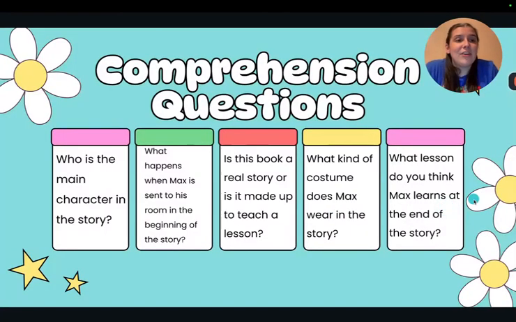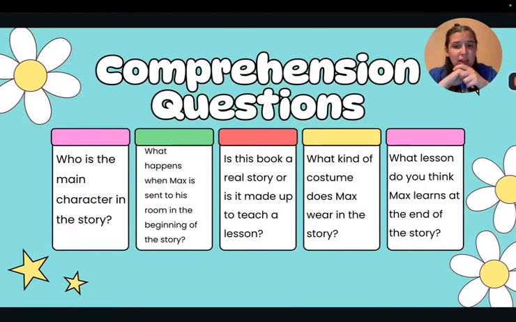All right, and then at the very end, we're going to do some comprehension questions. These are a great way to practice and to assess what you know about the story and if you're getting that understanding. So the first question we're going to ask is, who is the main character in the story? Who in this story is it about? Who are we talking about? Who do we see on every single page?